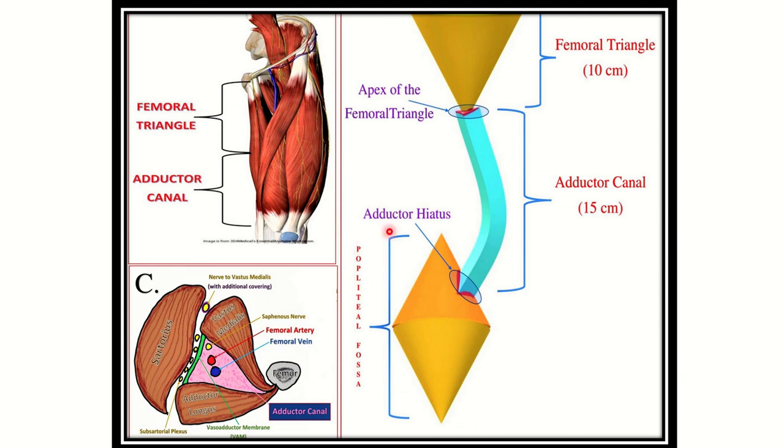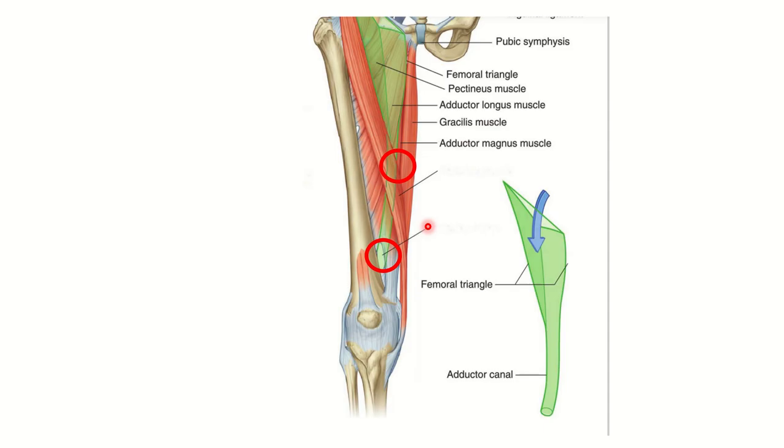So in the thigh or in the lower limb, there are three important areas: the femoral triangle, adductor canal, and popliteal fossa. And here we can see the adductor canal terminates into popliteal fossa through this hiatus, and this is the adductor hiatus.